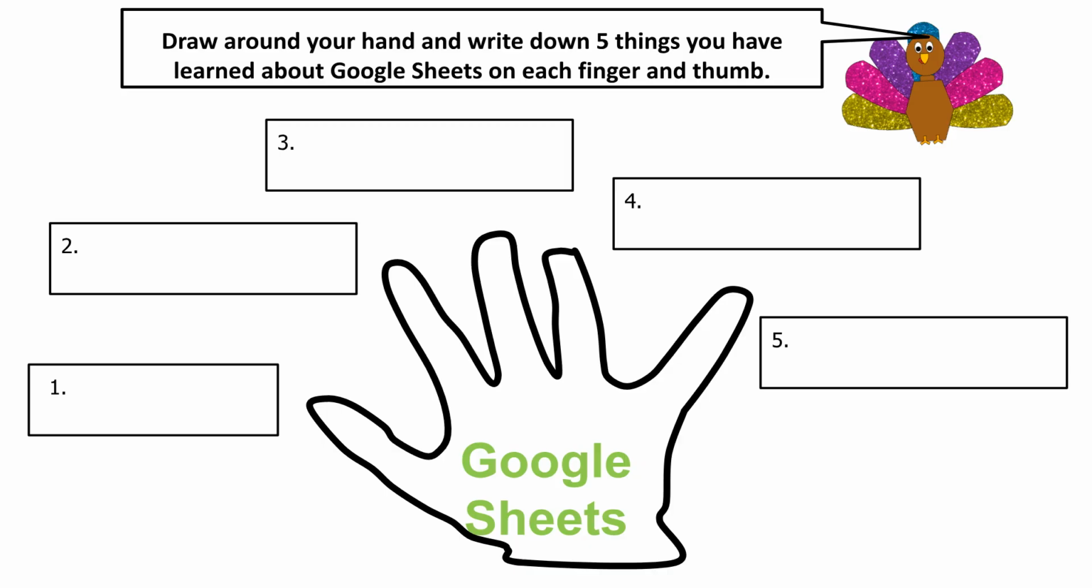Finally, let's reflect on this module. Type in each text box around the hand. List 5 things you have learned about Google Sheets, 1 on each finger and thumb. Go back in your slide presentation to help you review key learning targets for this lesson.